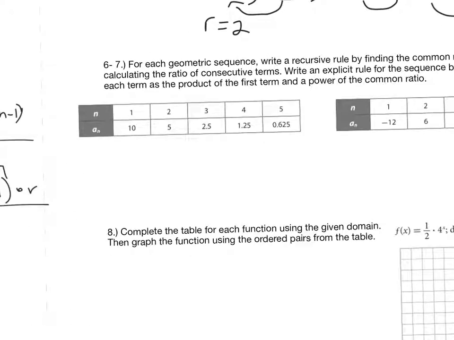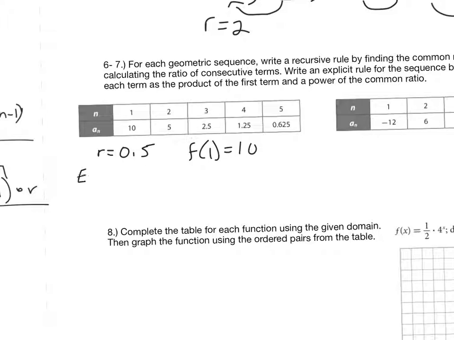Number 6 says write a geometric sequence and a recursive sequence for each of these. Write an explicit rule and a recursive rule for each of these geometric sequences. So here, if you find your common ratio, you'll see that the common ratio for this problem is, we're multiplying by 1/2, which is 0.5. So the common ratio is 0.5. So our first term is 10.